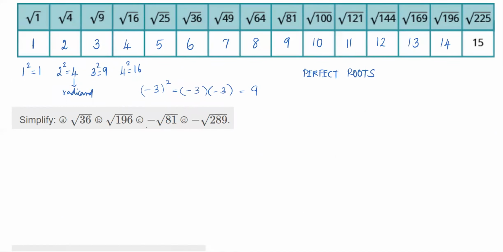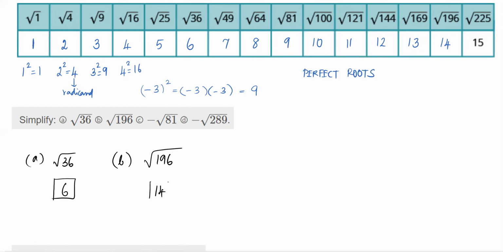Now let's look at this problem here. We're asked to simplify 4 parts here. Let's take part A, square root of 36. We look back at the table. The table tells us for the square root of 36, the answer is 6. Let's box that. B, square root of 196. The radicand is 196. So what times itself will give me 196 is the question. I'm looking at the table. 14 times 14 will give me 196. Maybe I should write, since 6 squared is 36, since 14 squared is 196.